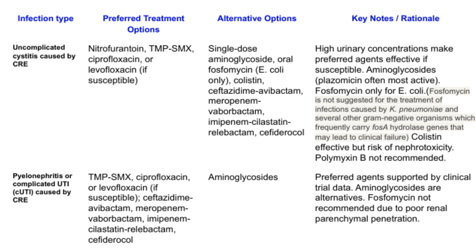However, fosfomycin isn't recommended in this context because it doesn't penetrate the renal tissue well enough to treat parenchymal infections effectively. Overall, selecting the right treatment depends heavily on susceptibility patterns and the site of infection, emphasizing the importance of tailored therapy in combating resistant organisms.